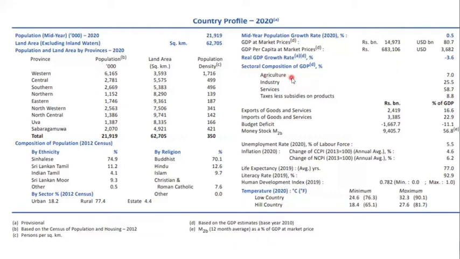This shows sectoral composition of GDP. Highest contribution is from the services sector, which is approximately over 58%. Thereafter, industry and agricultural activities contribute to GDP. Life expectancy as of 2019, its average is 77 years. And average literacy rate during 2019 is more than 92%.